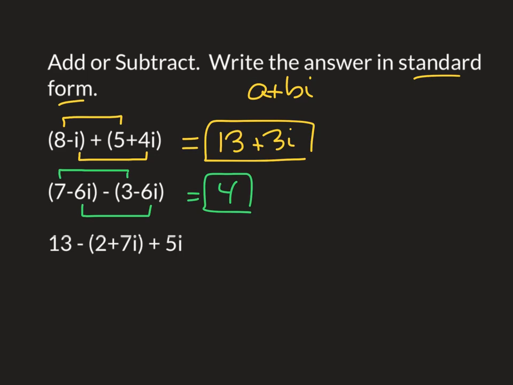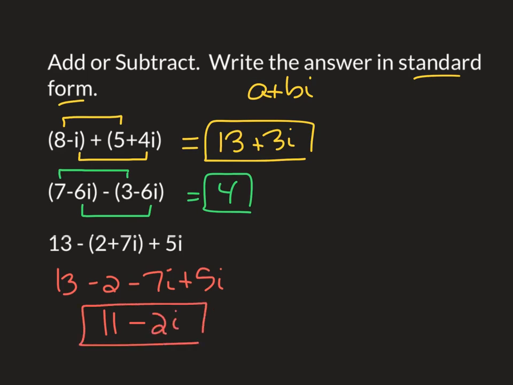And the last one on the whole video, you've made it. That minus sign is going to change the signs of everything inside like that. All right, the rest of it is brought down. 13 minus 2 is 11. -7 plus 5 is -2i. And that's it. That's really it.